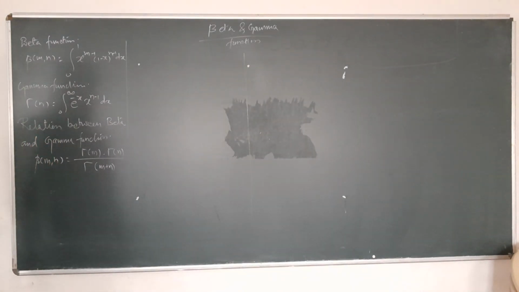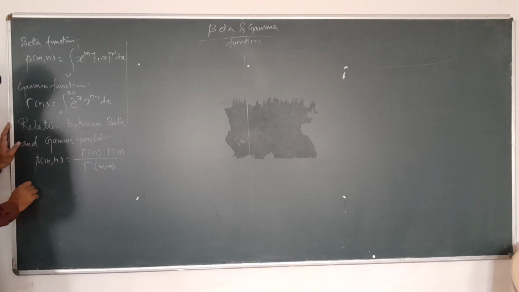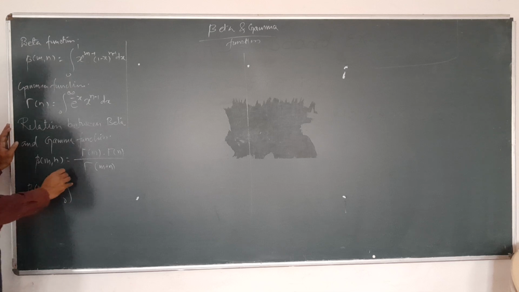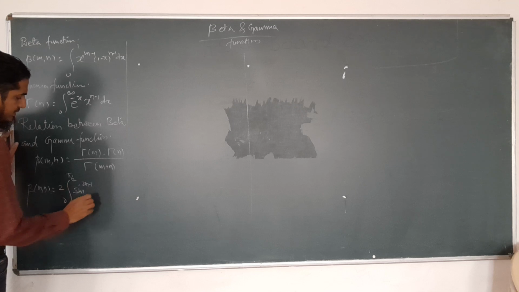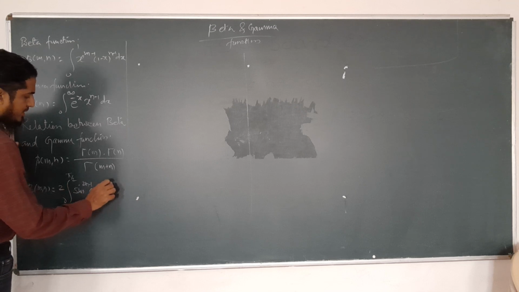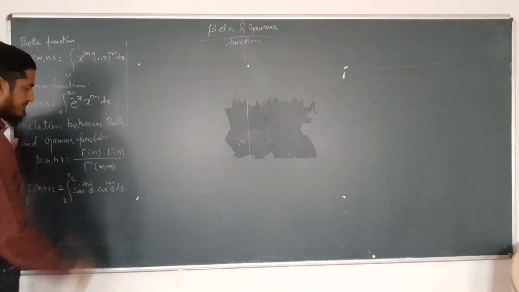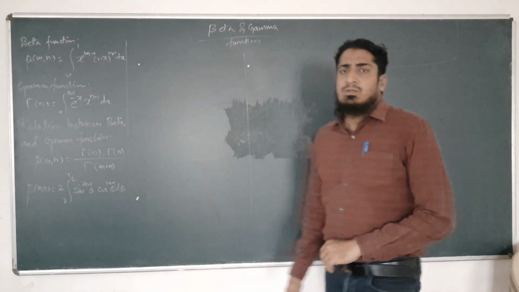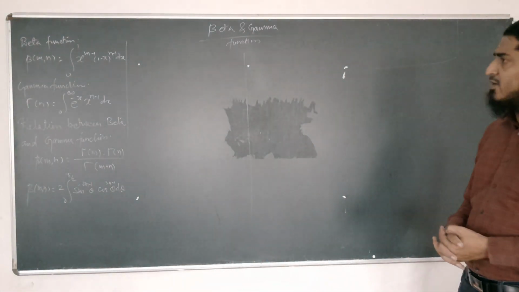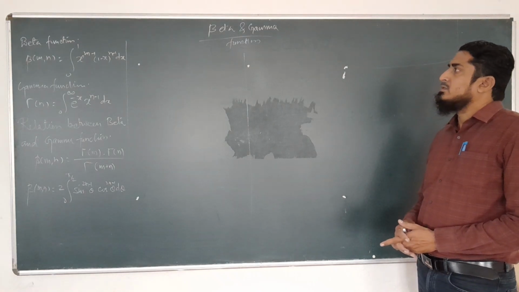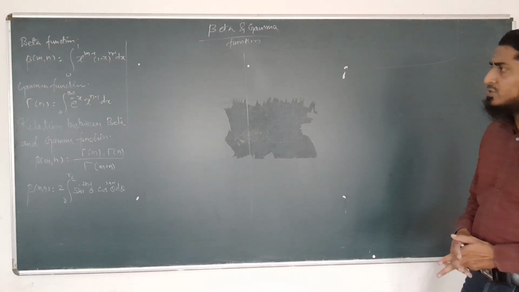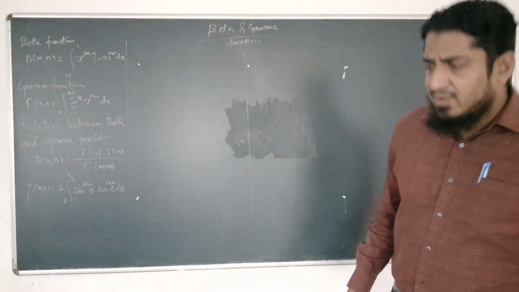And if we see beta function in trigonometric form, we will see beta(m, n) is equal to 2 into the integration from 0 to pi by 2 of sine raised to 2m minus 1 theta into cos raised to 2n minus 1 theta d theta. And we have seen a number of forms of beta and gamma function. Now we will try to solve some examples on beta function.